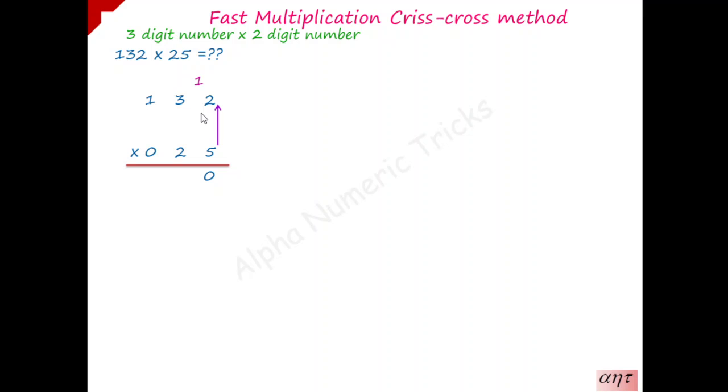After that, you have to consider units place and the tens place for cross multiplication. 2 into 2 is 4, plus 5 into 3 is 15, 4 plus 15 is 19, 19 plus this 1 is 20, so 0 is written, 2 is carry forward again.